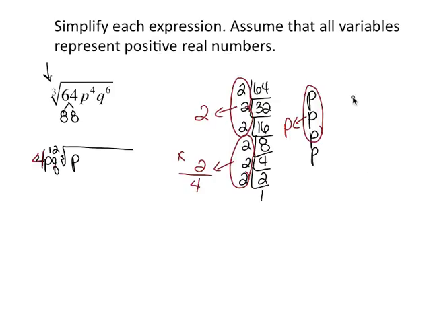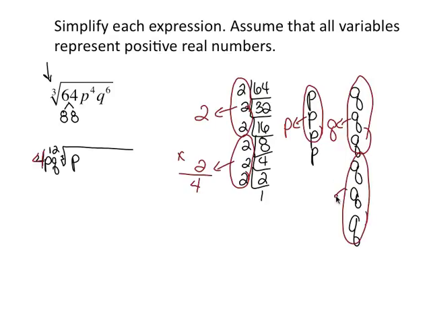Same thing with the q's. So if I have 6 q's, I have a group here that can go out, and then there's another group here that can go out. So q times q is this q squared that you have here, and then the p here is the only one that goes back into the radical sign. So the answer is 4p to the first power, q to the second power, and then it's the cube root of p.